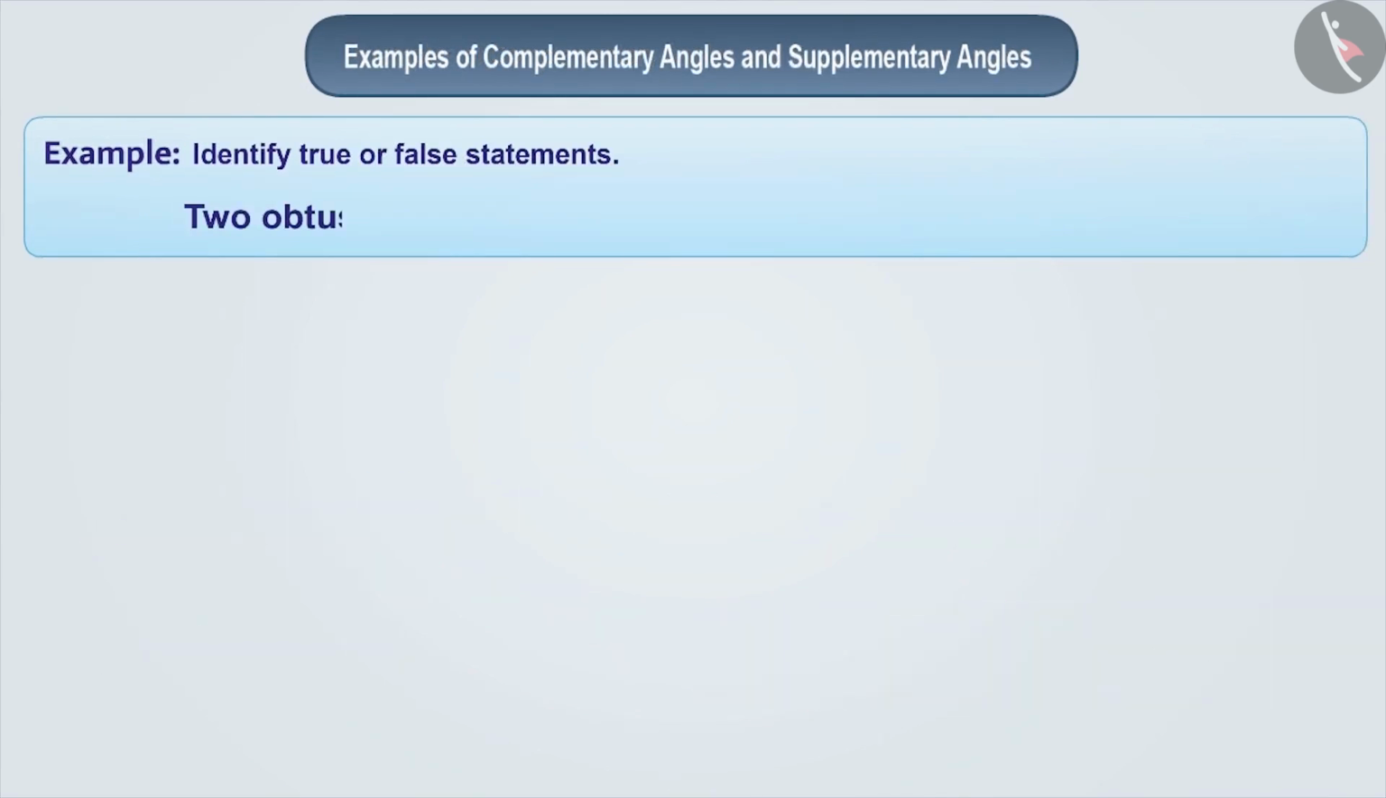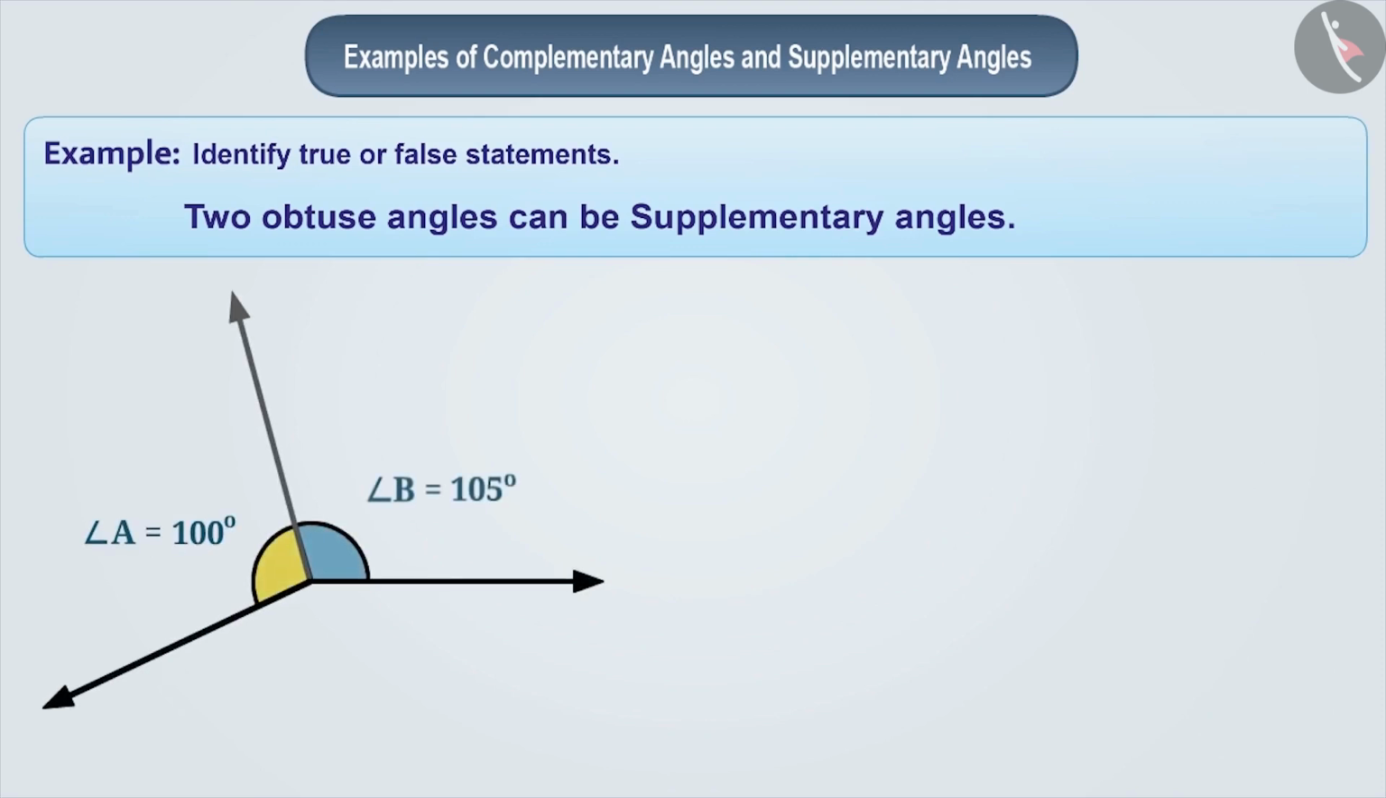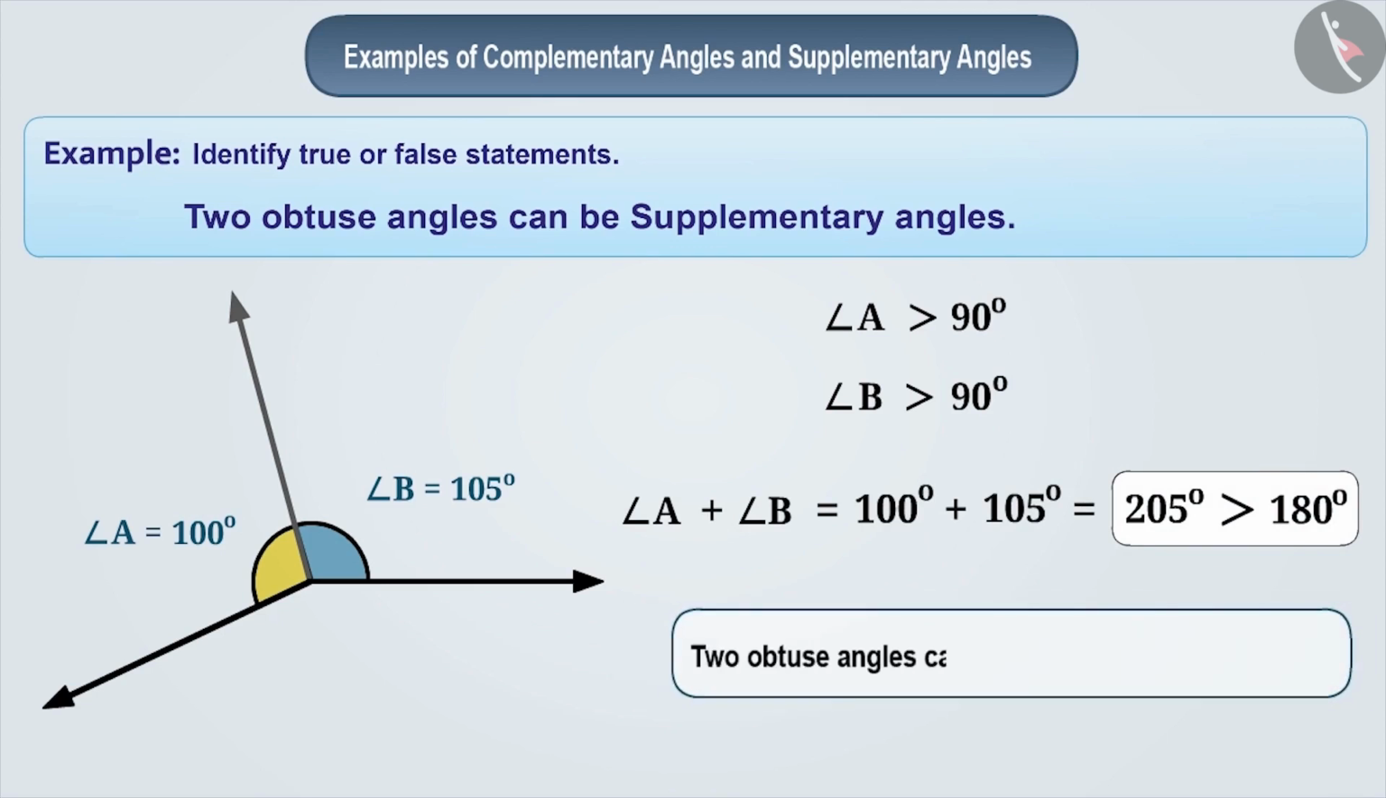Two obtuse angles can be supplementary angles. Can you tell whether the given statement is true or false? Think. Let me explain this. Suppose angle A and angle B are obtuse angles. This means angle A is greater than 90 degree and angle B is also greater than 90 degree. If we add both the angles, then the sum of angle A and angle B will be greater than 180 degree. With this, it is understood that two obtuse angles can never be supplementary angles. Therefore, the given statement is false.